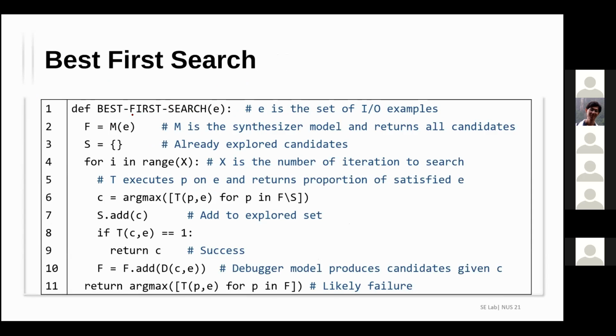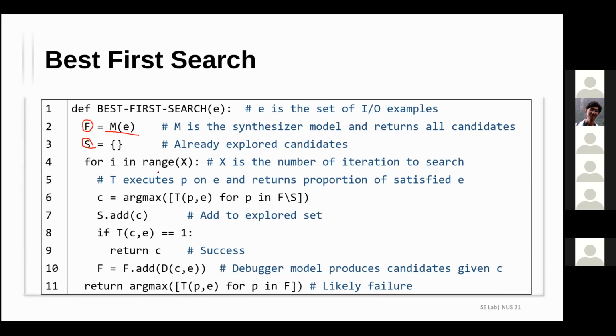So this best first search, what it does is that first it takes in all the examples. This is actually their entire algorithm. So it takes in all the IO example pairs that we have. Then based on the synthesizer itself, it generates all candidate programs. So this is actually your frontier for the best first search. And S is all the already explored candidates, which we don't want to explore further. So at the start, it's an empty set.